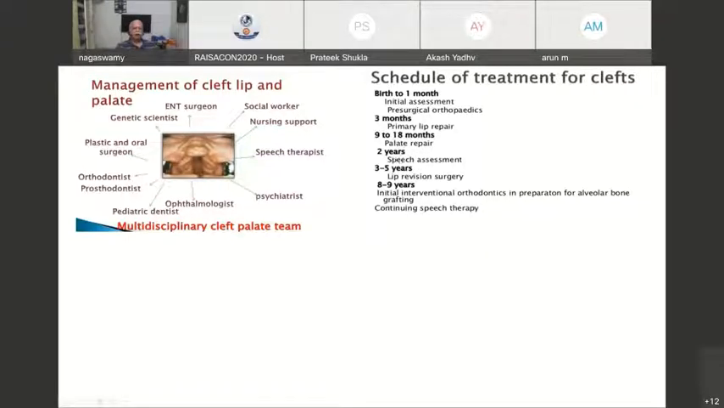And at 2 years, you must assess the speech after the repair. And at 3 years, sometimes they may require a lip revision surgery or a palatal hole may be there. The surgeon would have repaired the palate, but one portion of the palate would not have healed and forms what is called the palatal fistula, through which regurgitation can still happen. So they may require recorrection of that palatal fistula. And at the age of 8 months, you start doing the alveolar bone grafting.